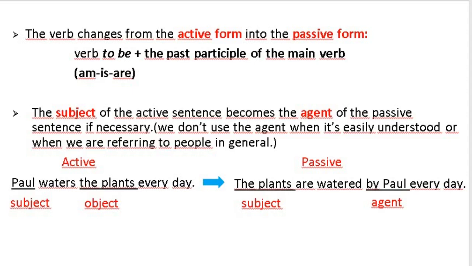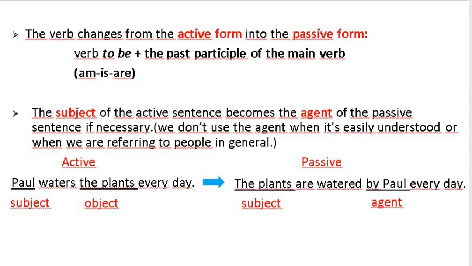Now let's look at this active sentence. Paul waters the plants every day. Who waters the plants every day? Paul waters the plants every day. So, in this sentence, Paul is our subject. He is the person who does the action. And now let's ask, what does Paul do? Paul waters the plants every day. What does he water? He waters the plants. So the plants is our object in this sentence.